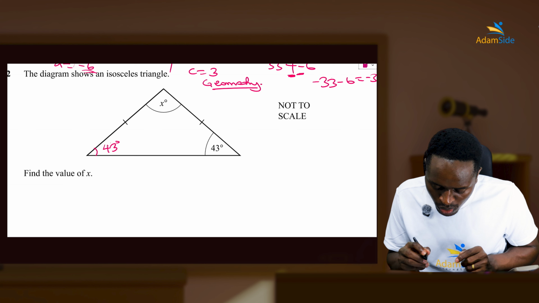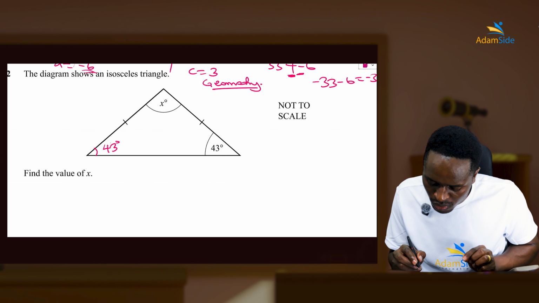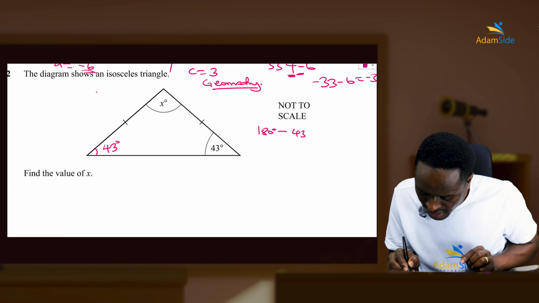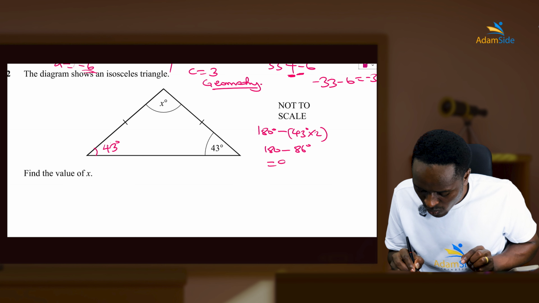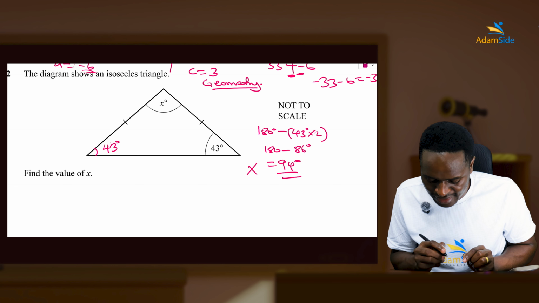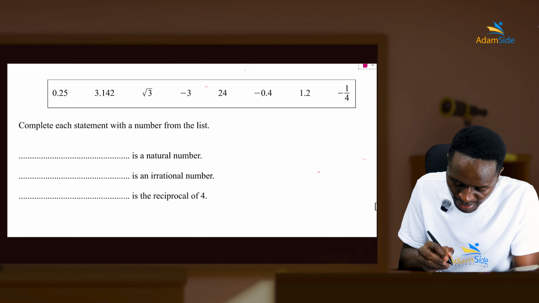If two sides are equal and the two base angles are equal, therefore you say 180 degrees minus 43 degrees times 2. Therefore, you say 180 minus 86 degrees, whereby you end up getting 94 degrees as the value of X.